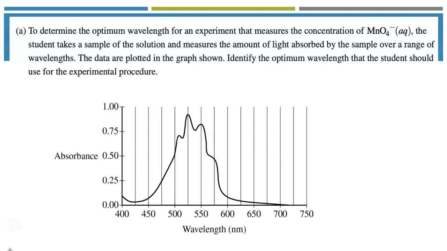Well, what we want to do here is choose the wavelength that gives us the most absorbance. So we're looking for the highest absorbance on the graph, and that's right here. So we can call that lambda max if we want to, and if we go down the scale, we see that that's just at about 525 nanometers. In essence, that's our answer. The student should use a wavelength of 525 nanometers.